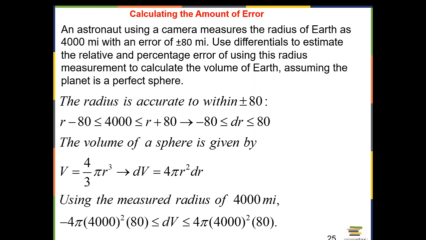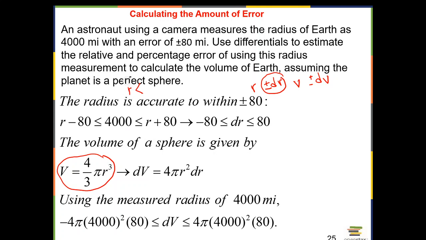So that means the volume is 4/3 pi r to the third. The input variable is the radius r, so we're talking about dr, and we're going to talk about dv, right? The input error is plus and minus dr, and the output error is plus and minus dv. The input is r plus and minus dr, and the output is v plus and minus dv.